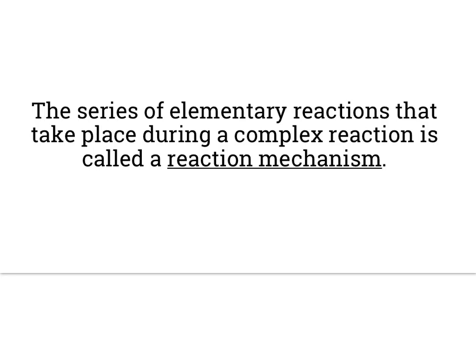So, the series of elementary reactions that actually take place during a complex reaction is called the reaction mechanism. Like in that previous one where instead of just going directly from A to C, we went from A to B to C. That list of going from A to B and then B to C would be our reaction mechanism. It's a list of basically all the steps that happen in a reaction. Okay?